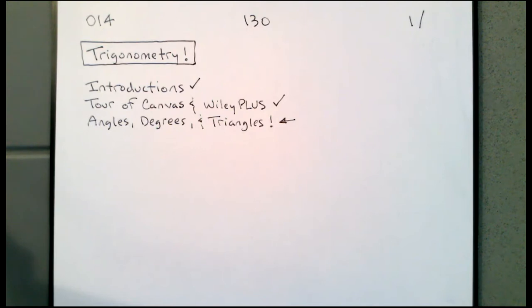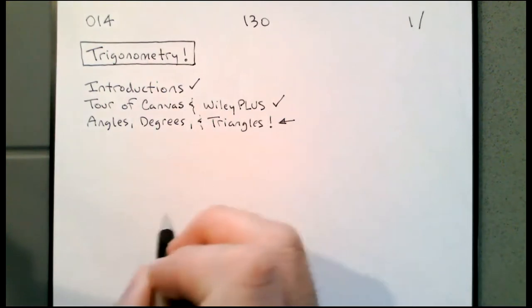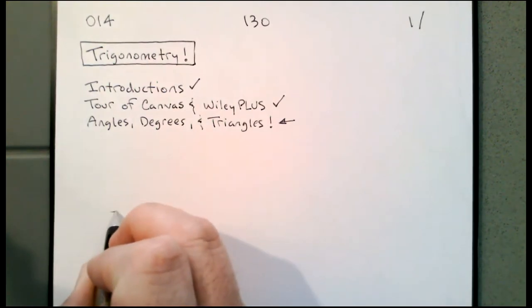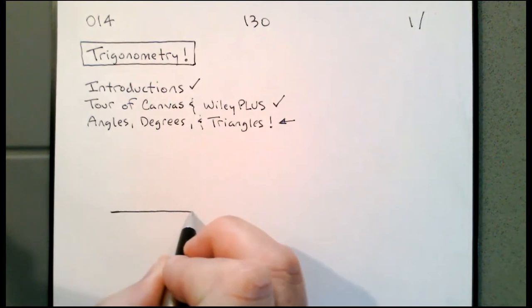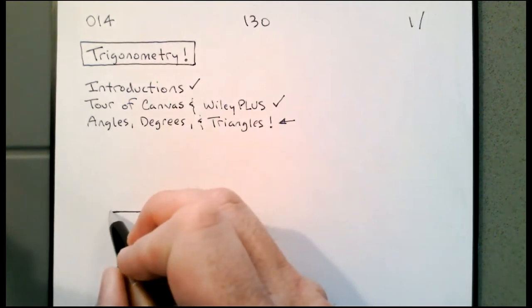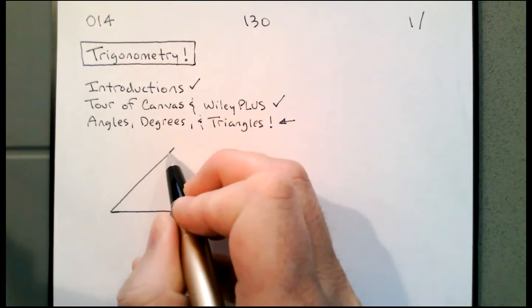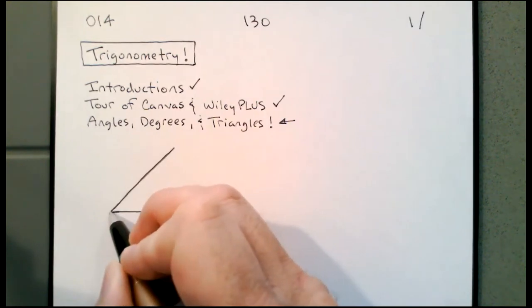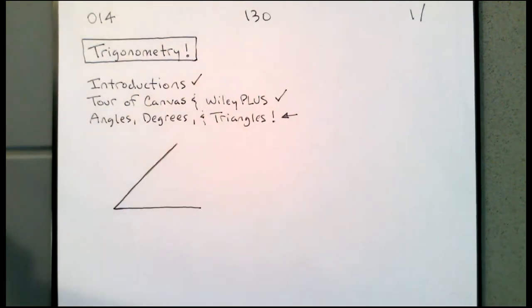So we all know what an angle is, but let's be specific because this is math class and math is a very specific language. So I'm going to draw an angle and then we're going to name some parts of this angle. An angle is just going to be the gap where two lines meet. So here we have an angle. Now I want to name some parts of this angle.